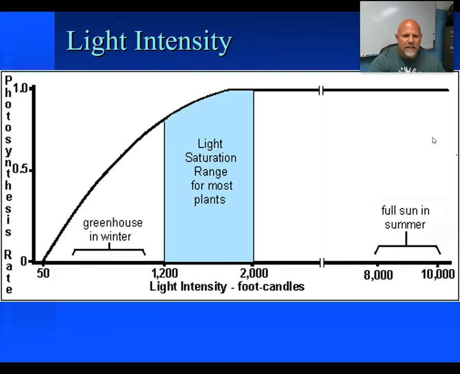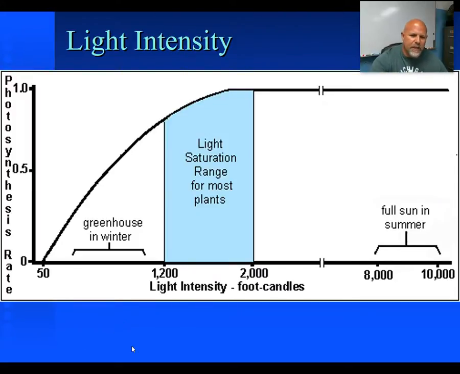And the next thing we're going to need is light. Now, we don't need light at super high levels for plants to be successful. Matter of fact, the maximum rate of photosynthesis is equivalent to a cloudy summer day. Okay, that's the amount of light needed to max out our photosynthesis.